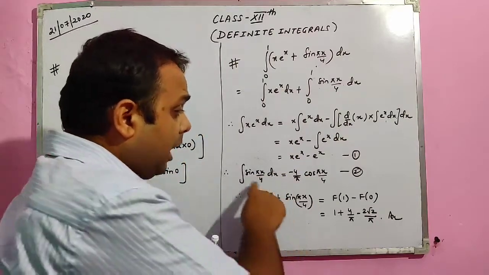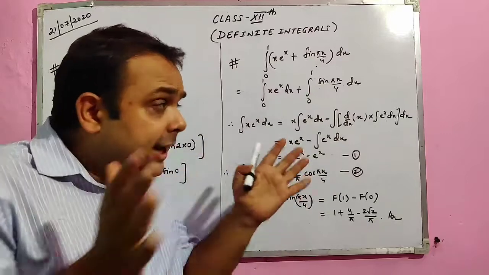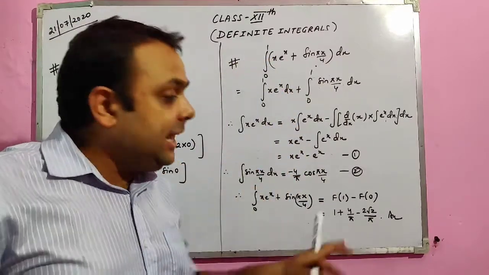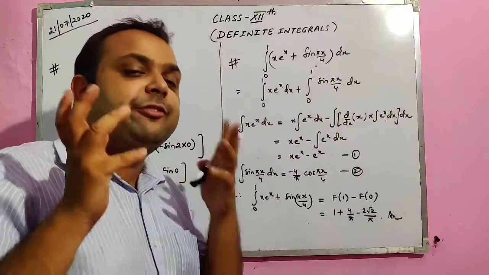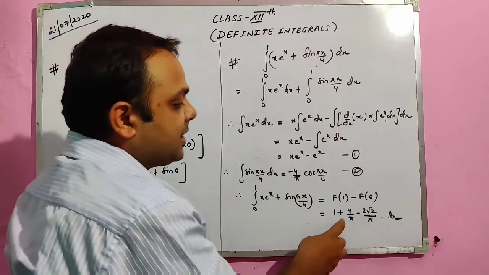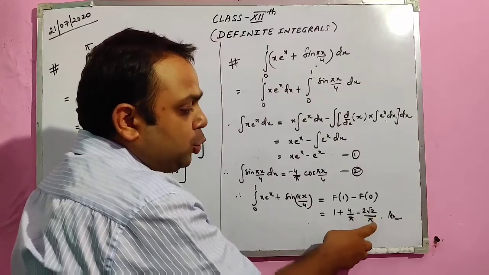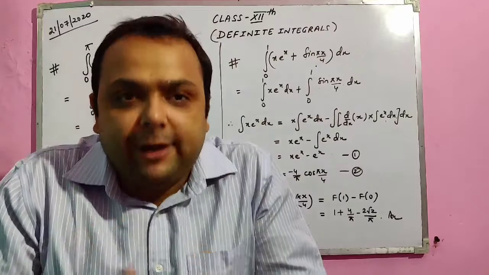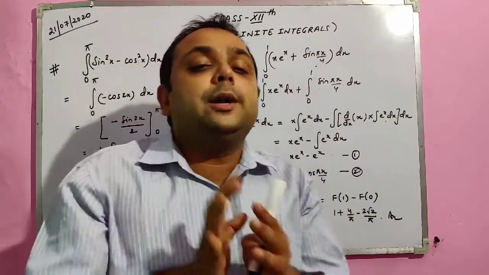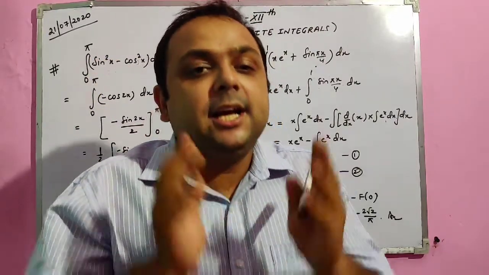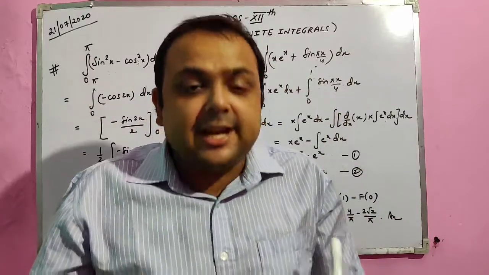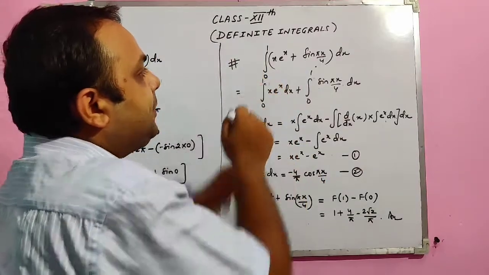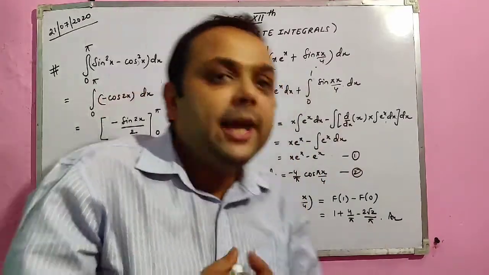Now after getting the individual integrations, we have to apply the range 0 to 1. By applying f of 1 minus f of 0, the final answer that we arrive at is 1 plus 4 by pi minus 2 root 2 by pi. You can check this answer by substituting the values. The most important thing you need to understand here is that you do the integration first, and at the last step you apply f of b minus f of a.